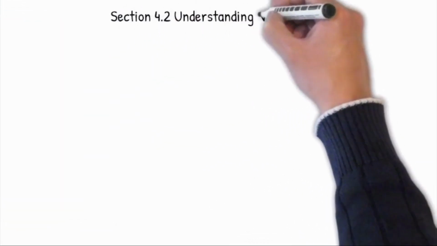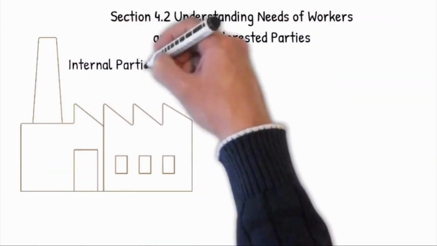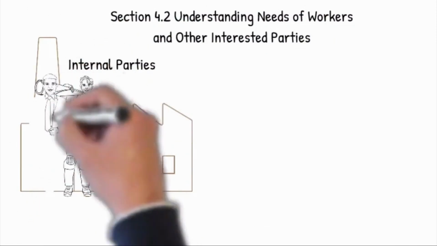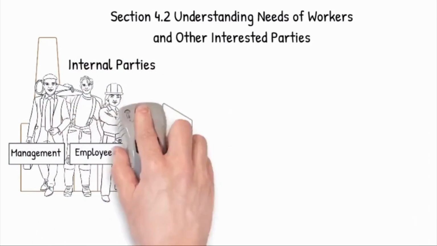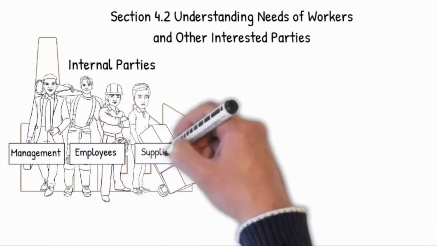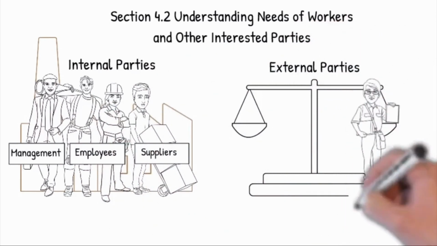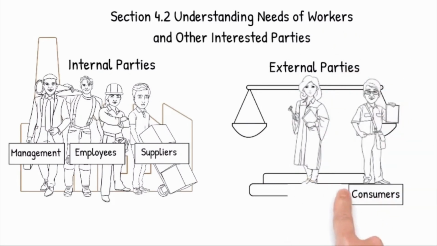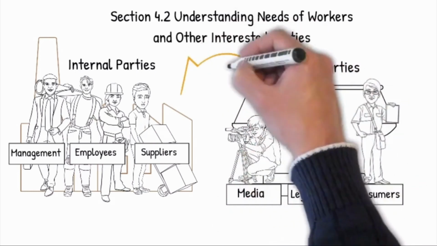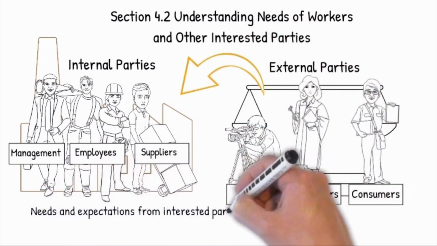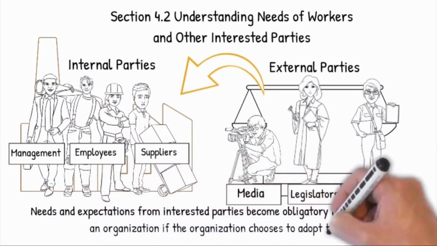Section 4.2: understanding the needs of workers and other interested parties. The internal interested parties include the needs and expectations of both managerial and non-managerial workers and workers' representatives, and the contractors that work on site and the suppliers. The external interested parties that affect or can be affected by the organization can include consumers, legislators, the shareholders and the media that can have a positive or negative effect on the image of the organization. The needs and expectations from interested parties become obligatory requirements for an organization if the organization chooses to adopt them.